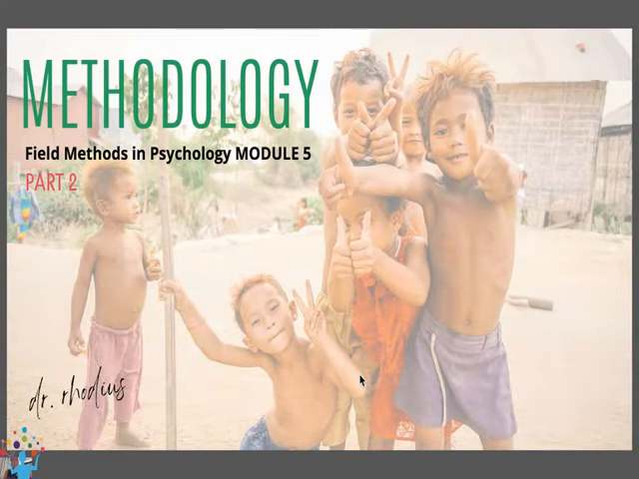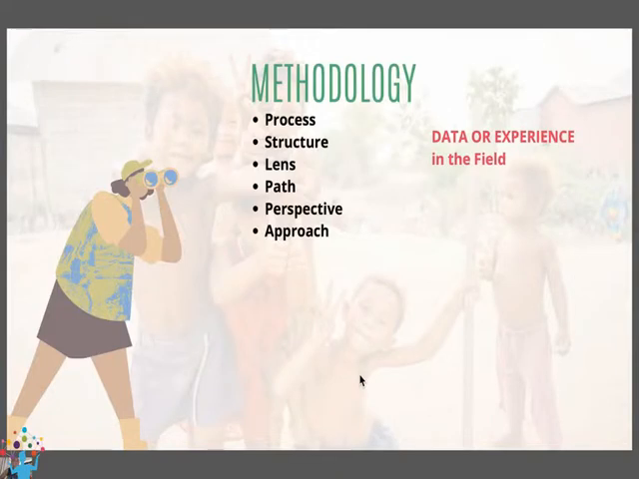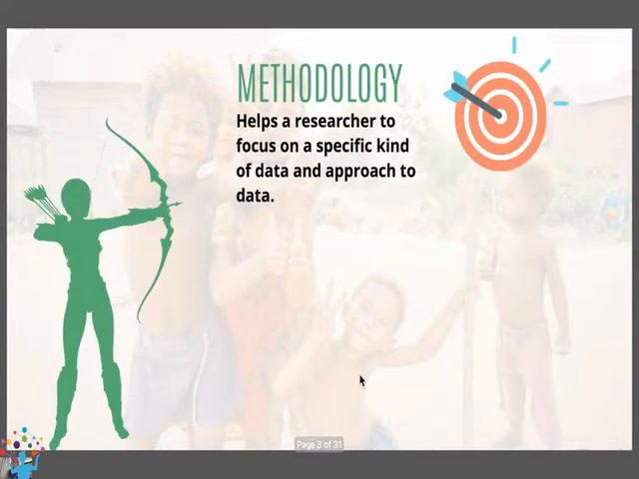The continuation of the topic research methodology, field methods in psychology, module 5. Again, when we talk about methodology, it is a process, a structure, a lens, a path, a perspective, and an approach in looking at data or experience in the field. Similarly, methodology helps a researcher to focus on a specific kind of data and approach to data.